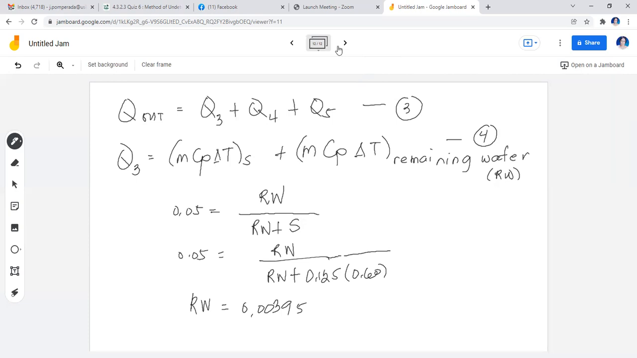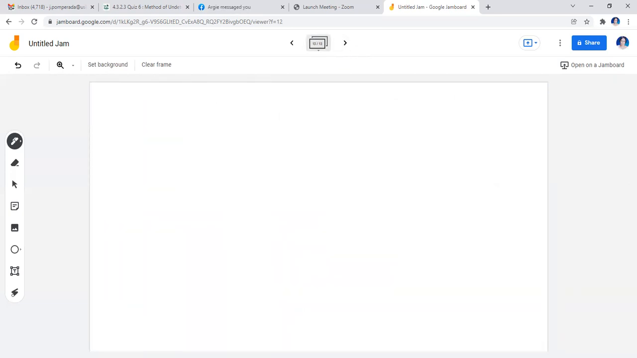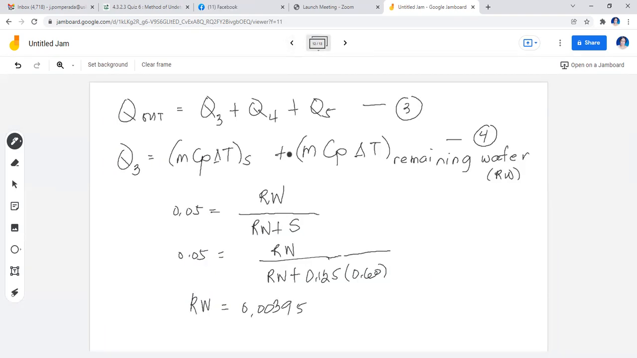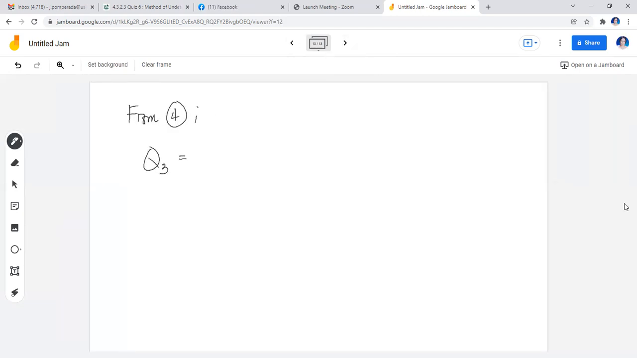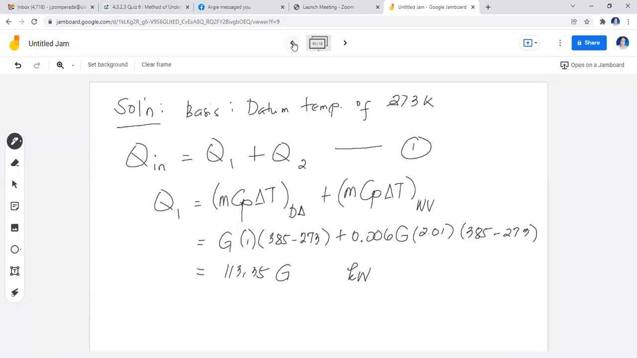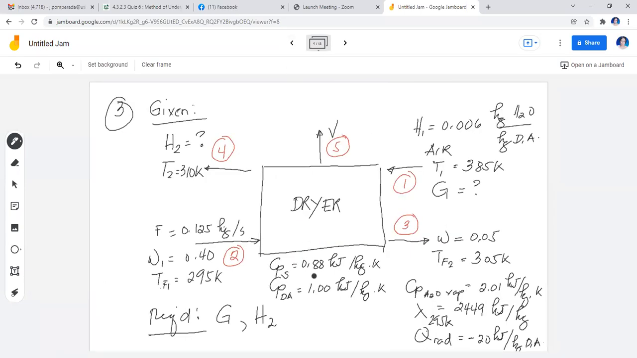I'll proceed. Then can we go back here? Now we can go to Q3. From 4, Q3 is equal to, okay, this is for the solid. What's our solid? We go back again. Mass of the solid is the rate of the feed times 0.60. That's it. That's its mass. Then the CP of the dry solid. What's the CP of the dry solid? 0.88.